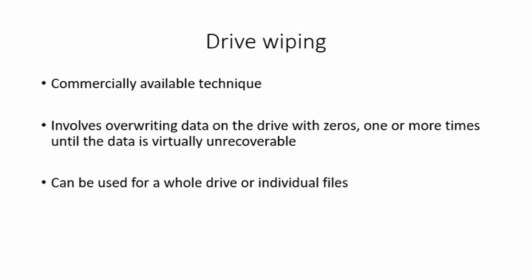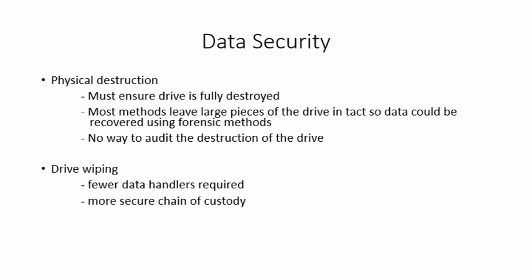There are many factors that need to be considered when investigating which of these methods is preferable. The first is data security. With physical destruction, it must be ensured that the drive is fully destroyed. This is because most methods leave large pieces of the drive intact, which means data can be recovered from it using forensic methods. There is also no way to audit the physical destruction of the drive. Drive wiping, however, requires fewer data handlers, as it often only requires one person. This means it has a more secure chain of custody, and therefore the data is more secure.